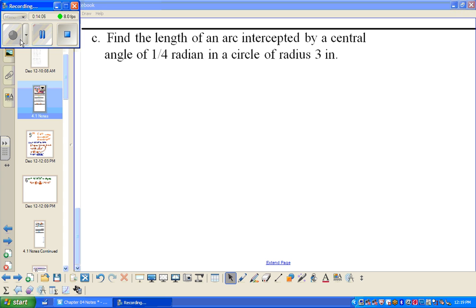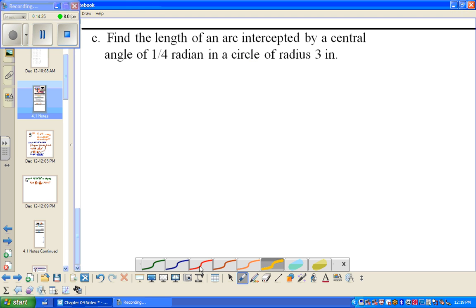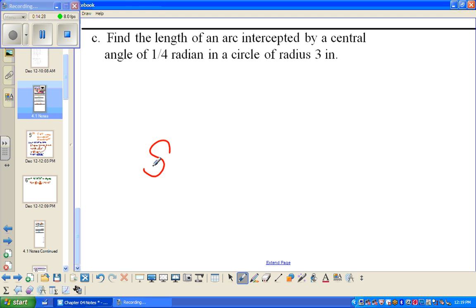So using what we just talked about, find the length of an arc intercepted by a central angle of 1/4 radian in a circle of radius 3. Well, you're given the central angle in radians and the radius of 3, so that means your arc length is going to be theta times r, which in this case would be 1/4. That's a 4, in case you're wondering, times 3, which would be 3/4.